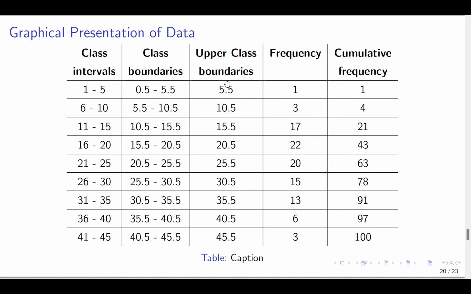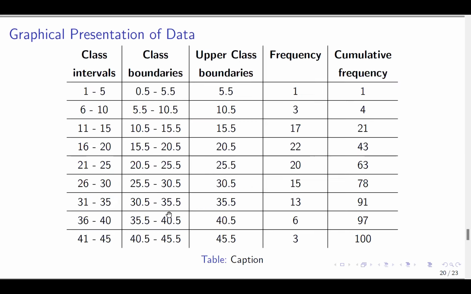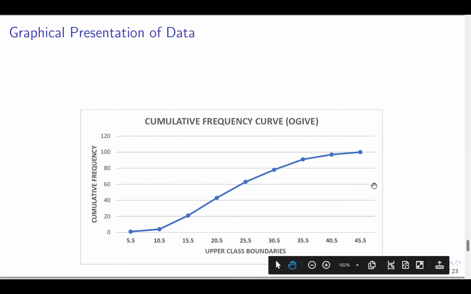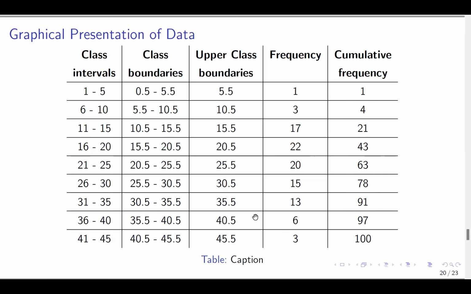And once you have your upper class boundary and your cumulative frequency, your cumulative frequency curve is done, because you will need to label your cumulative frequencies. It goes from 1 to 100, so your vertical axis must span from 0 to at least 100. And then your upper class boundaries, you start labeling. The counts you have run from 5.5 to 45.5.